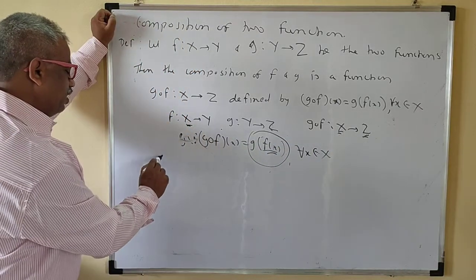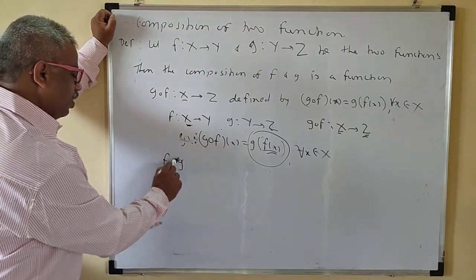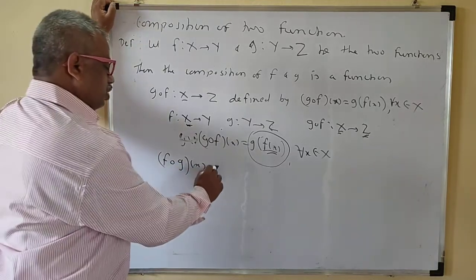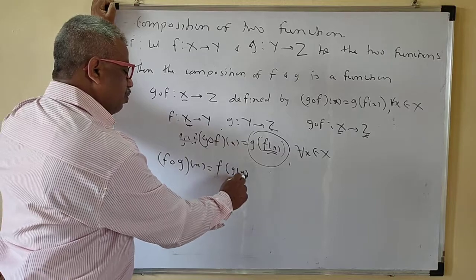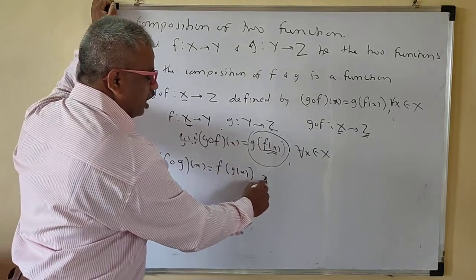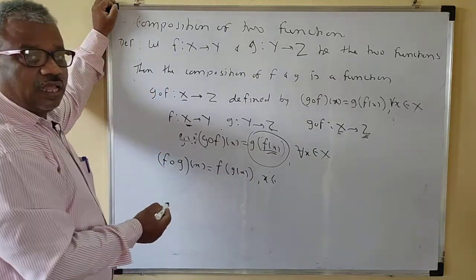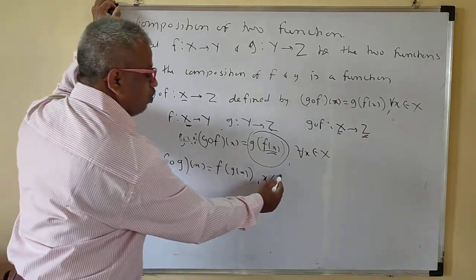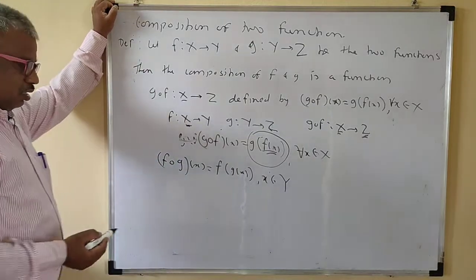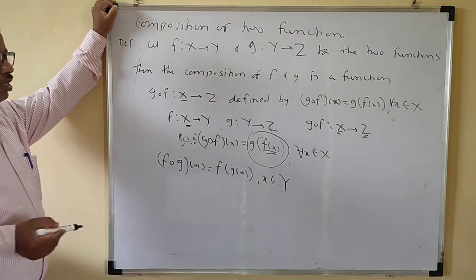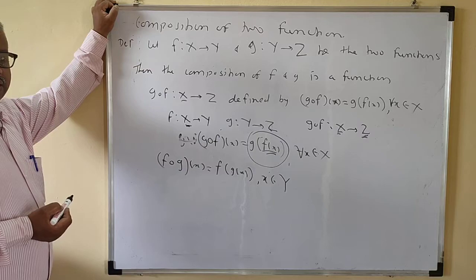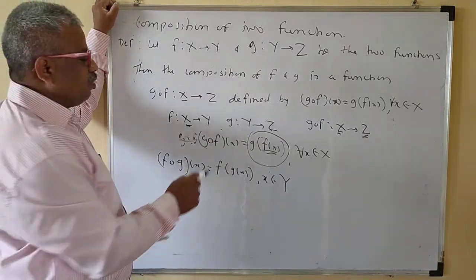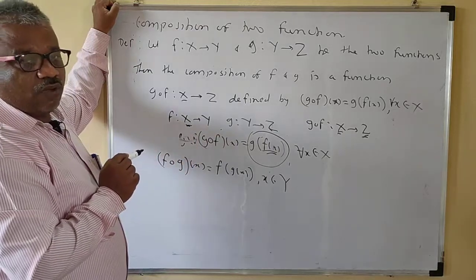Now suppose you want to define this, whether it is defined or not, that we will see now. By definition, this is f of g of x, and here you are applying g, which means this x must be in the domain of g. So what is the domain of g? This is Y. So x should be in Y, because if it is not in Y, you cannot apply g on that element. You can apply g only on the elements of Y, because the domain of g is Y.